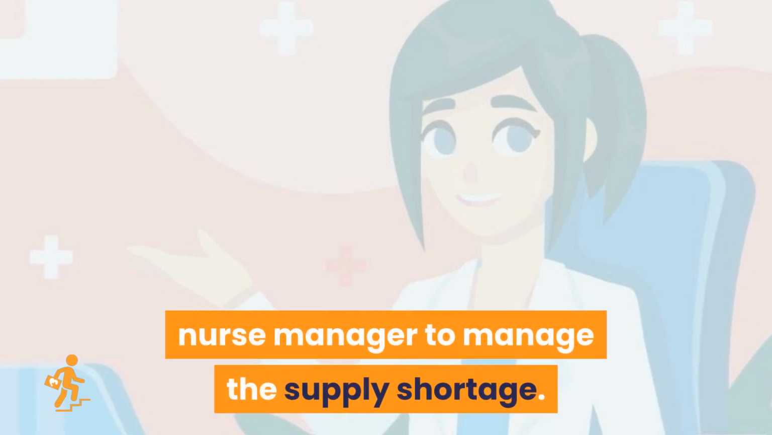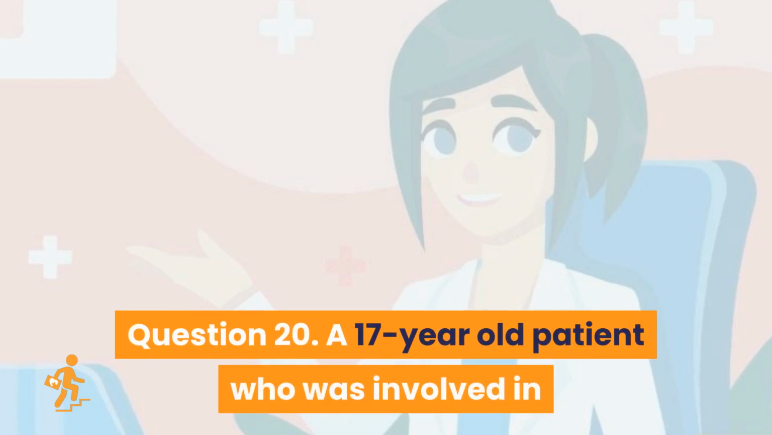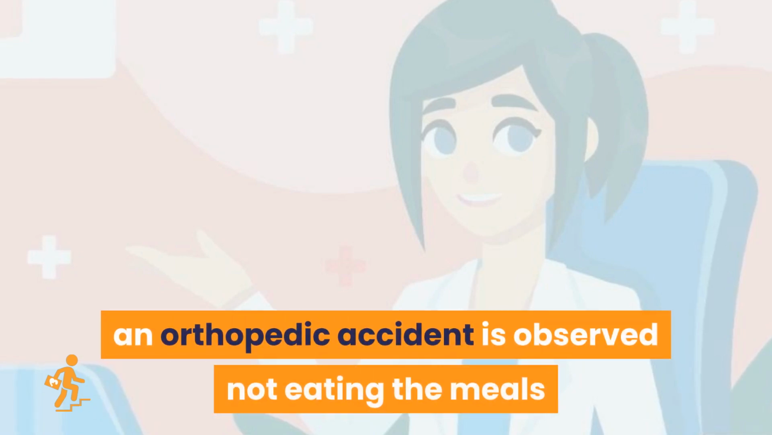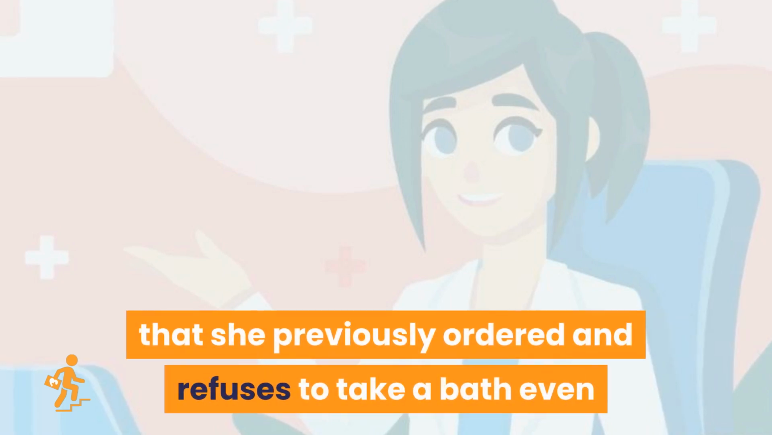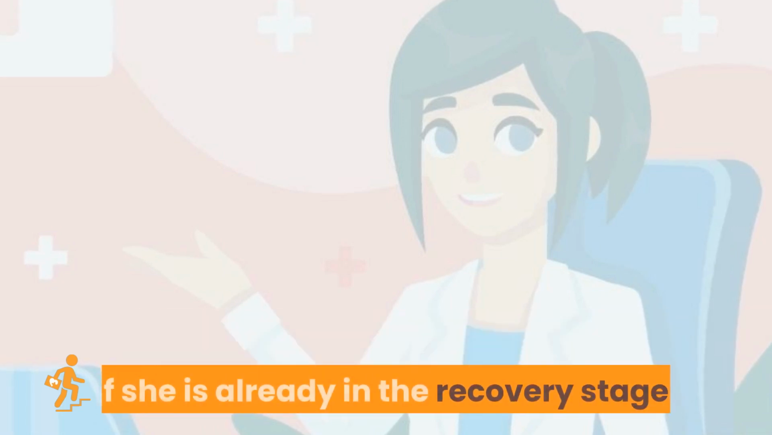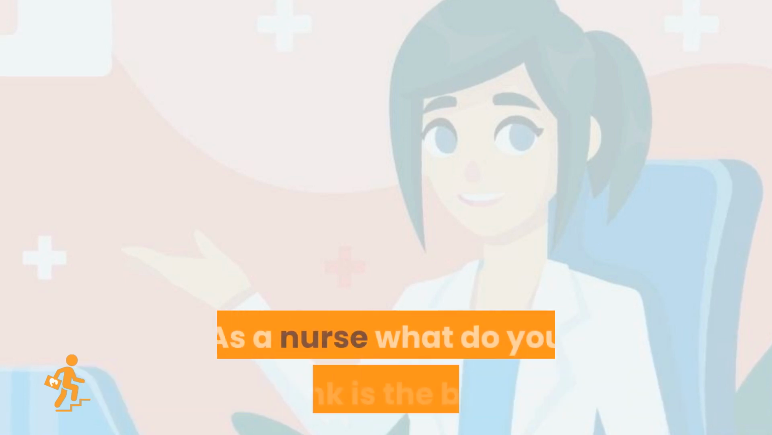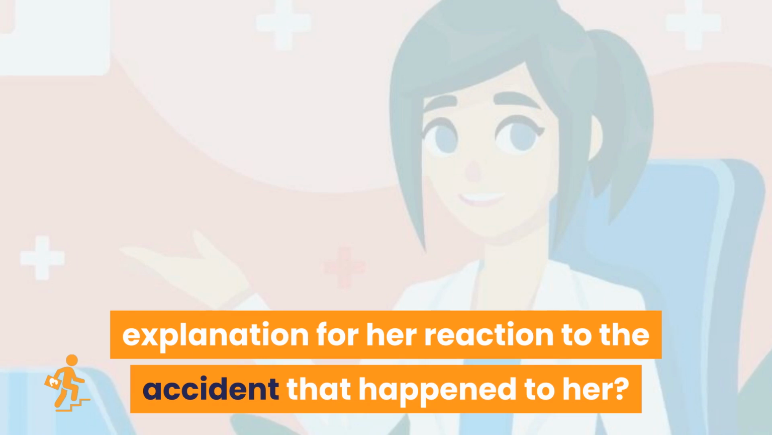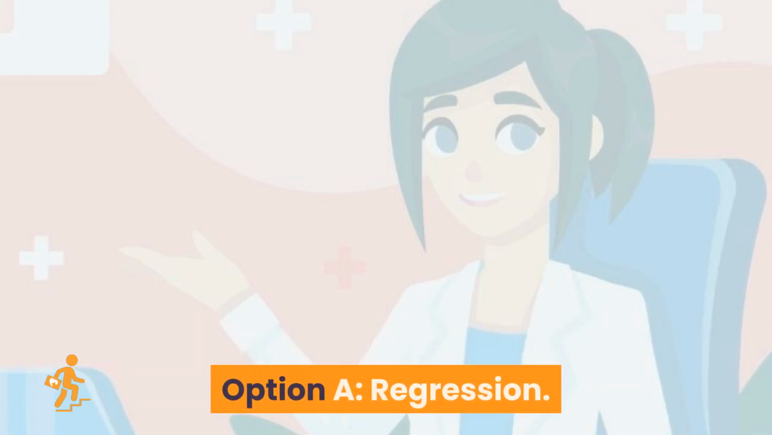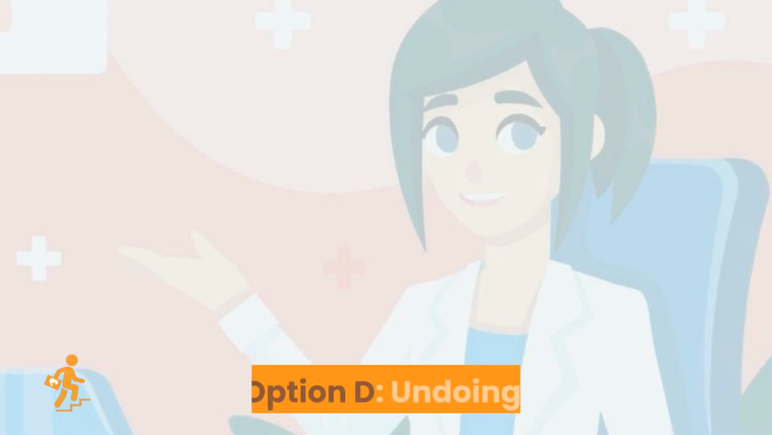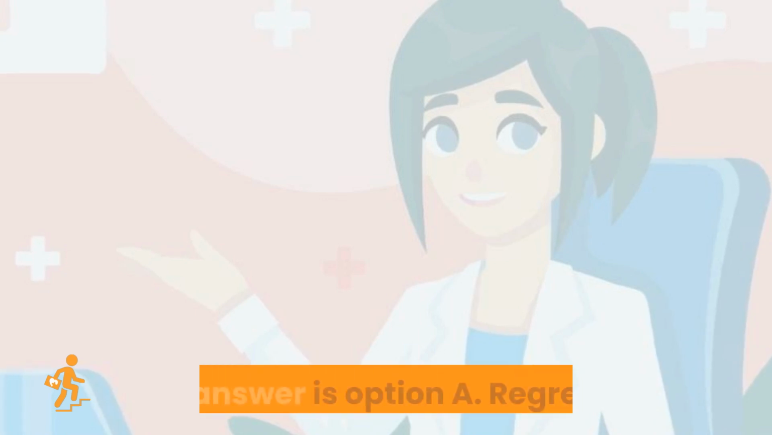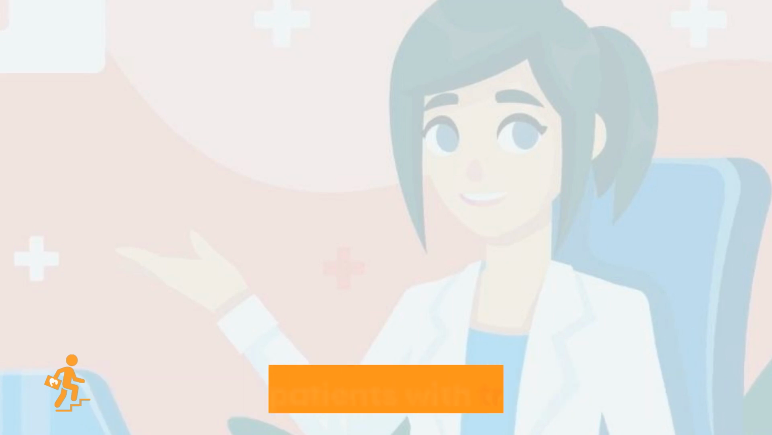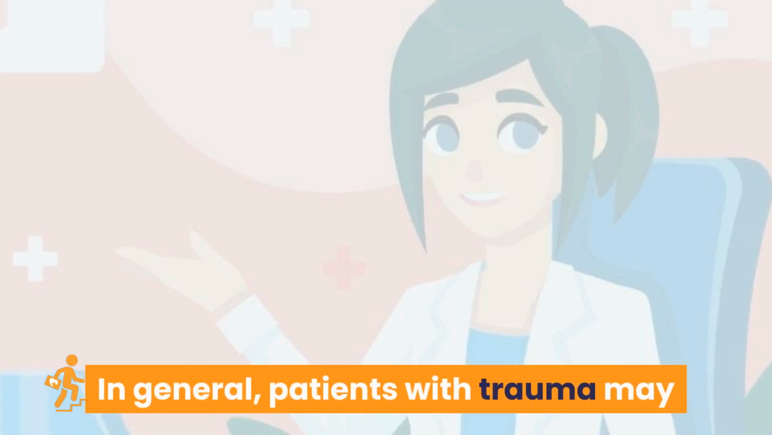Question 20. A 17-year-old patient who was involved in an orthopedic accident is observed not eating the meals that she previously ordered and refuses to take a bath even if she is already in the recovery stage. As a nurse, what do you think is the best explanation for her reaction to the accident that happened to her? Option A. Regression. Option B. Repression. Option C. Suppression. Option D. Undoing. Right answer is option A.